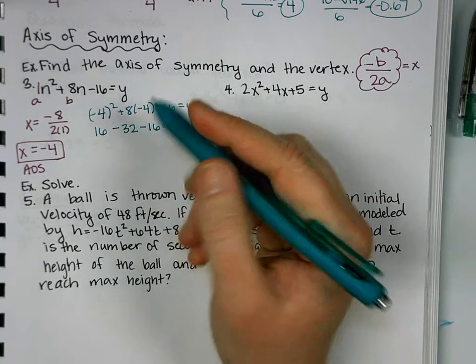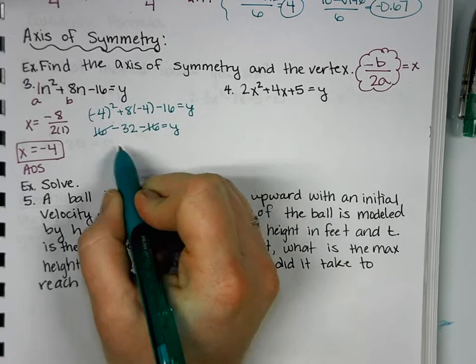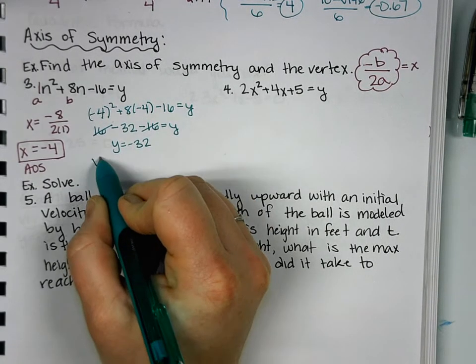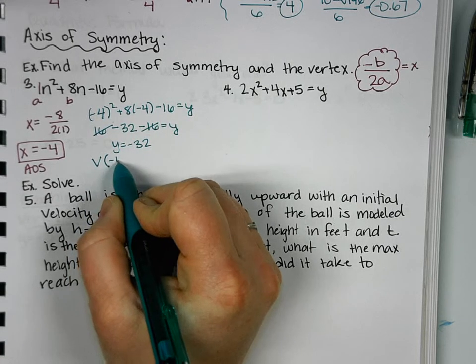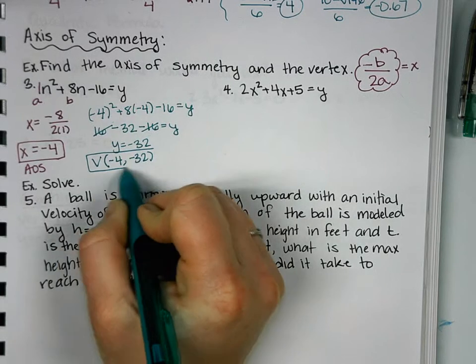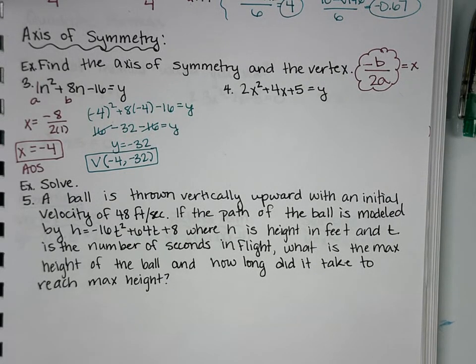Because you see how you have a positive 16 and a negative? So these will add up to 0. So that means our vertex will be negative 4 comma negative 32. So if you were asked in a word problem something that needed to know the vertex, this is a lot quicker than going through and converting to vertex form on your equation.